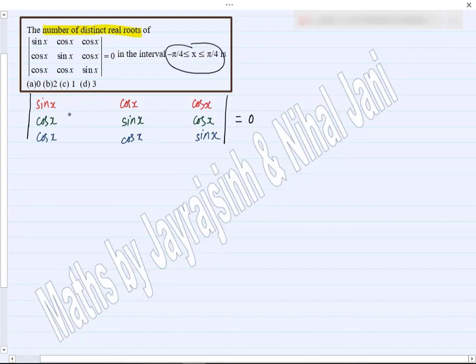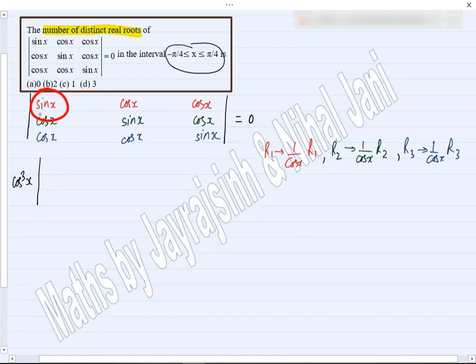And for that, you have to divide by cos x the first, second, and third rows. So we are dividing 3 times by cos x, so we have to multiply 3 times, or we can say cos cube x. Now our first row will become sin x by cos x, which gives us tan x, then cos x by cos x gives us 1, and again 1. Similarly, the second row will be 1, tan x, and 1, and the third row will be 1, 1, and tan x. Determinant is equal to 0.